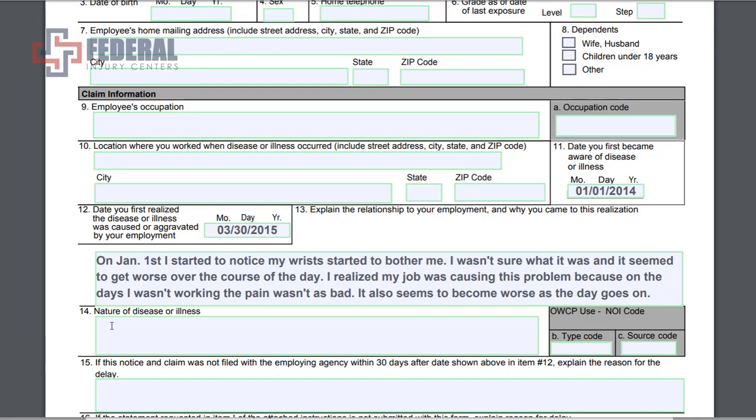If you have gone to the doctor and he has given you a firm diagnosis on what your condition is, then in box 14, you will put that diagnosis. In this example, we're using carpal tunnel syndrome.